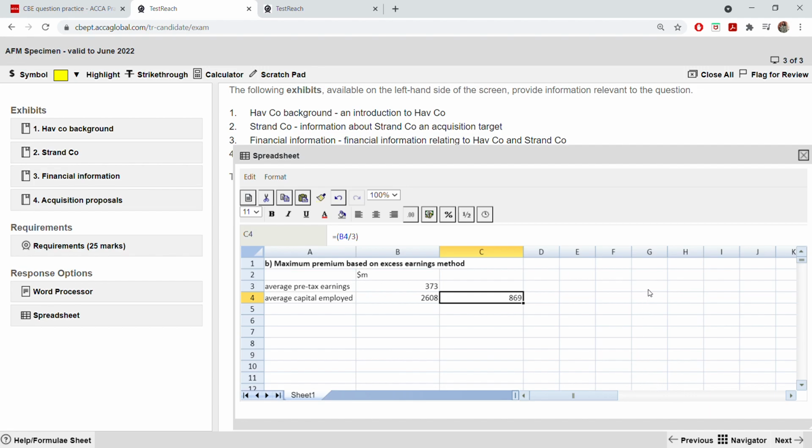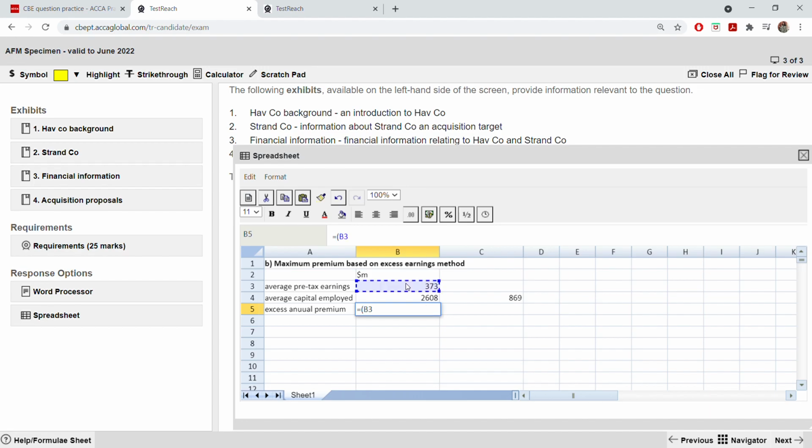Or you can take the whole number also. 869. Now we have to find what? Excess annual premium. So how are you going to get the excess annual premium? It is simply equal to this average pre-tax earnings. This is the formula.